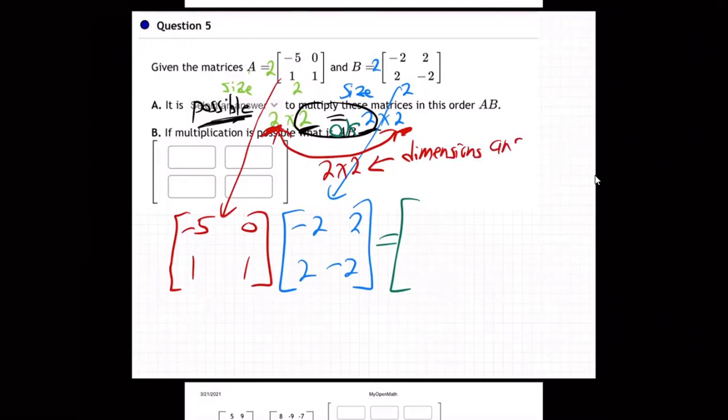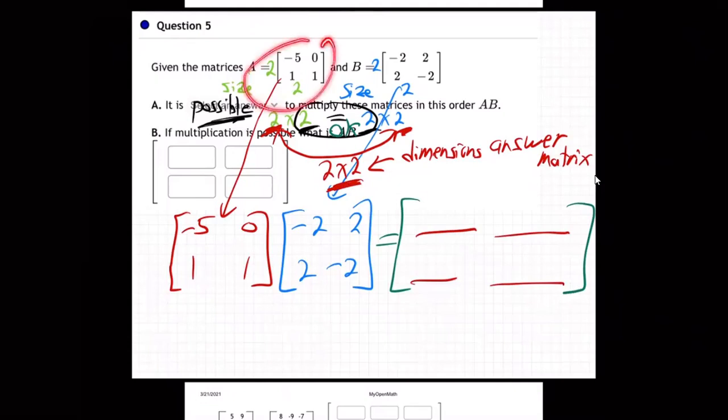That's the dimensions of the answer matrix. The answer matrix is going to be a 2 by 2. It tells you that. So one more time, let me be really clear on this. When you're multiplying two matrices, you write out their dimensions, 2 by 2 and 2 by 2 in this case. If the inside numbers match, it's a green light, go. And in that case, the outside numbers tell you the dimensions of the answer. The answer is going to be a 2 by 2.